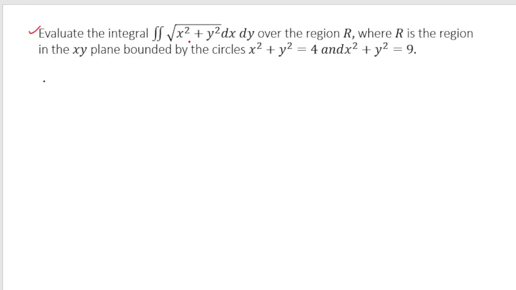Evaluate the integral over the region R, where R is the region in the xy plane bounded by the circle x square plus y square is equal to 4 and x square plus y square is equal to 9. So now I think you are already clear about the idea of what we have to do. So I am going to change the variable. So let me first draw the region. The region is x square plus y square is equal to 4. So this is a circle. It does not look like a circle, but I hope you will accept this as a circle.